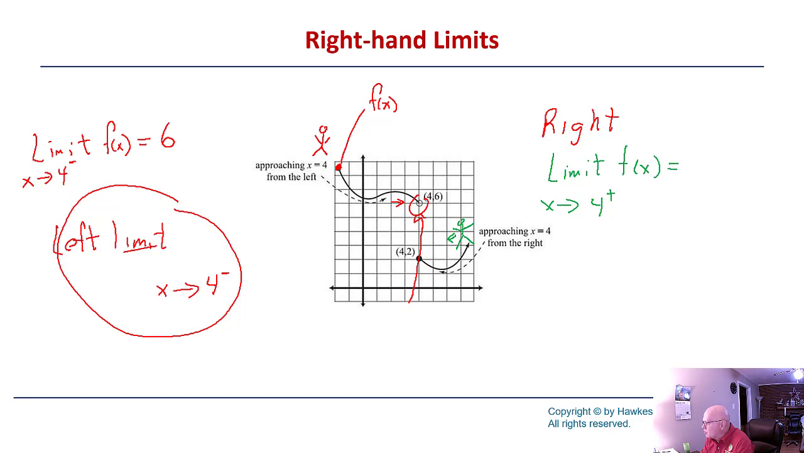What does it get close to? Well, it was up here at about 3, dropped down to about 2, dropped down almost to 1, but then it rose up and it was approaching or getting close to the y value of 2. So the limit from the right as x approaches 4 on the right is a 2. Got that? Okay.